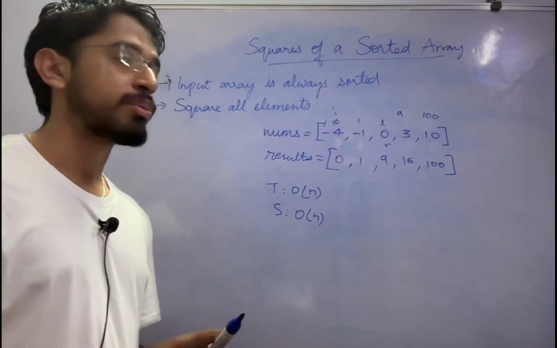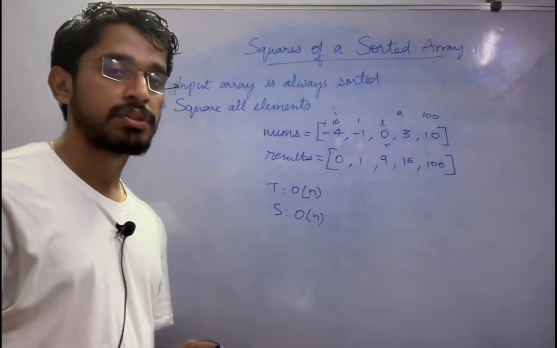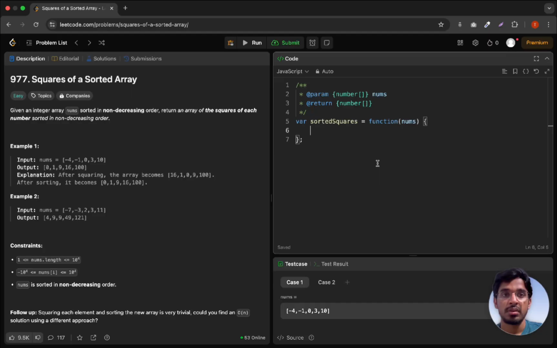Okay, so this is the problem, squares of sorted array. Let us see how we can solve this by code. So let's initialize the results array. I'm going to use the array constructor and say that this many elements should be in the array. Set that number to the length of the nums array, so nums.length. This will create an empty array with the length of the nums array, and let's also initialize the 3 pointers: left, right and the index.